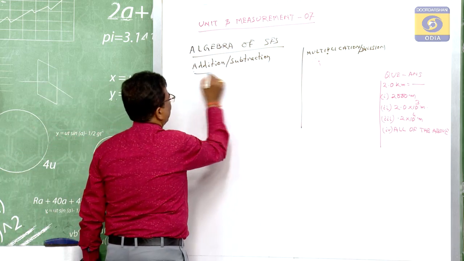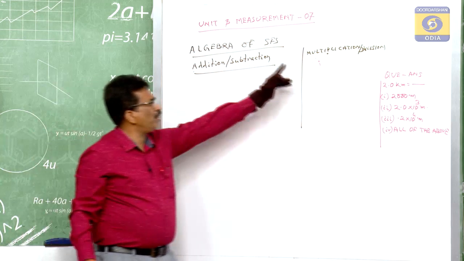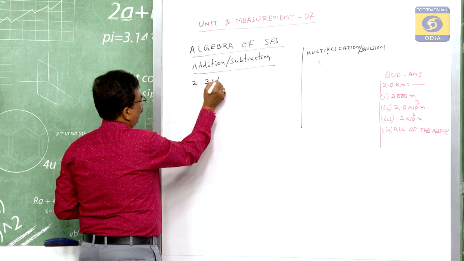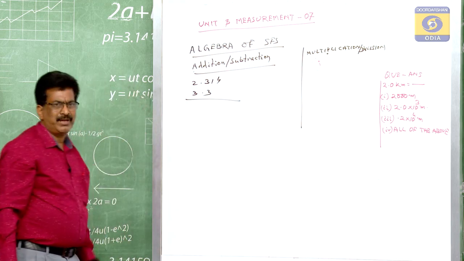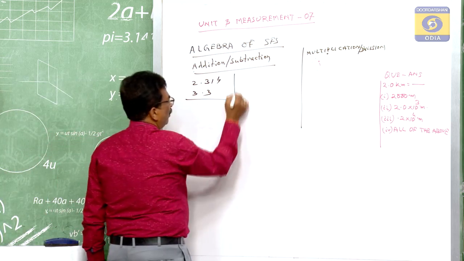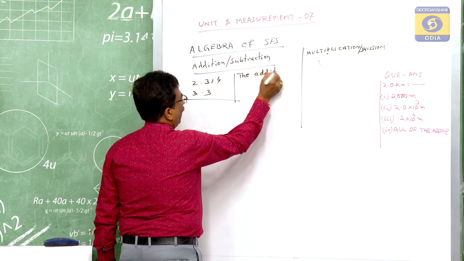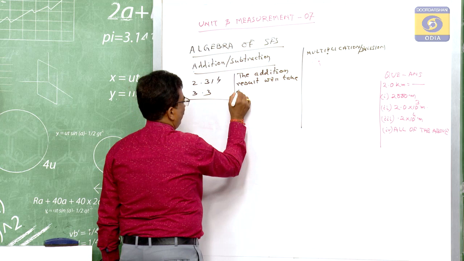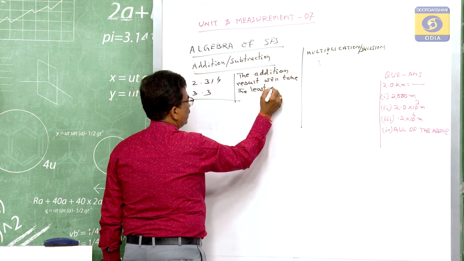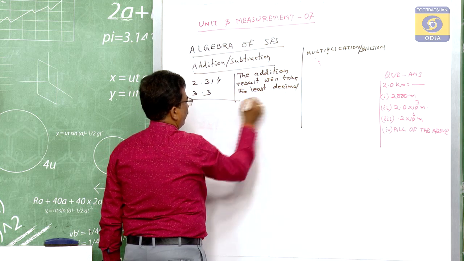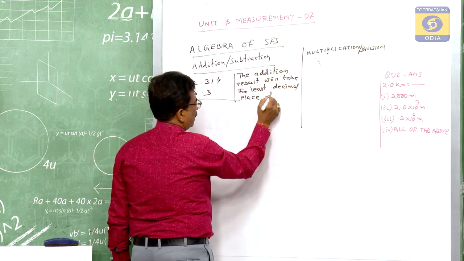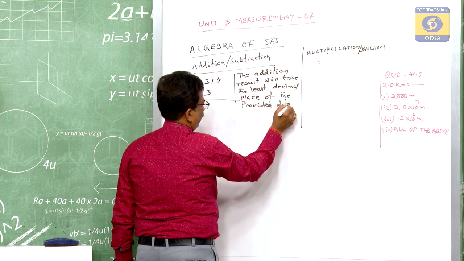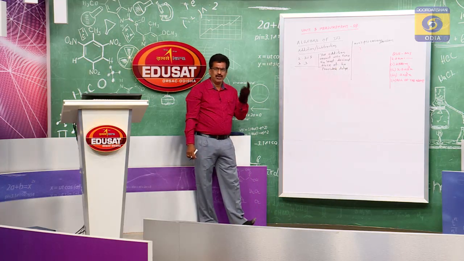So for addition and subtraction, there is a definite rule. For multiplication and division, there is a definite rule. For the addition, suppose two numbers, 2.314 is added with 3.3. These two figures are given. So what is the rule? The addition result will take the least decimal place of the provided data. This is the rule which stands for it.